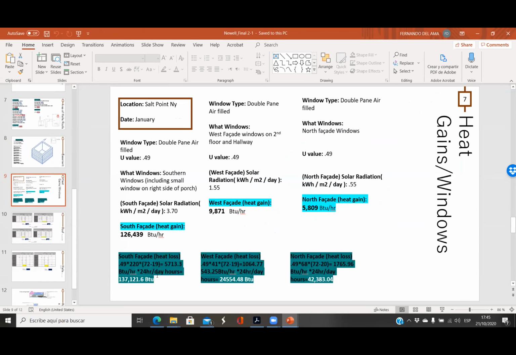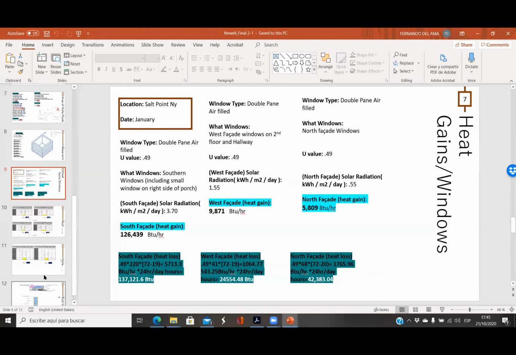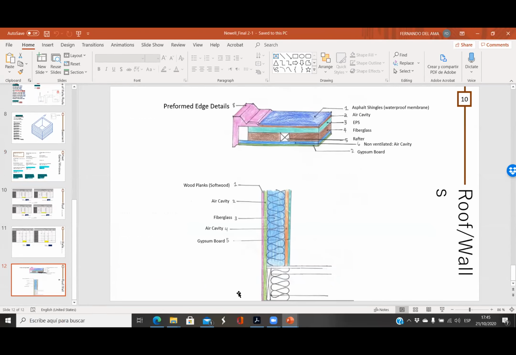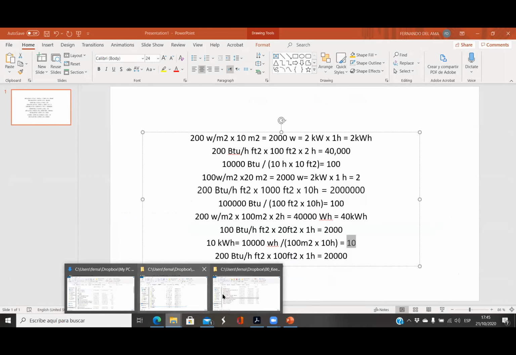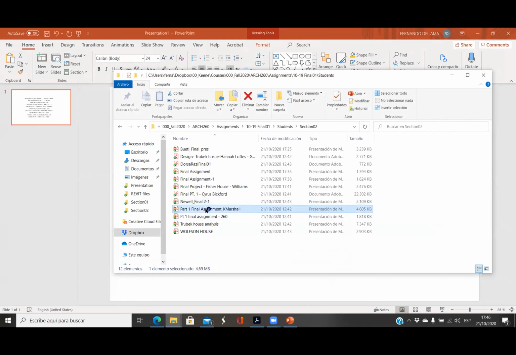But you have already calculated the heat loss. So this was a requirement for the next part, but you have already done it. Okay, I'll go over it, but I like the details. I like it.